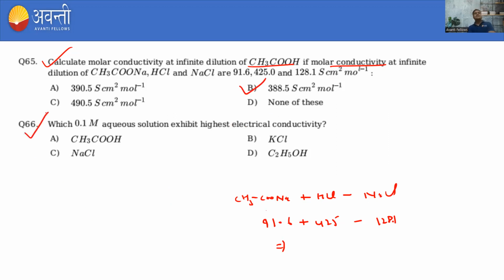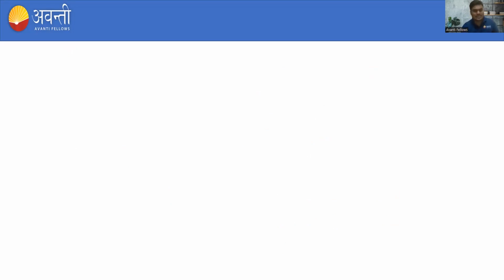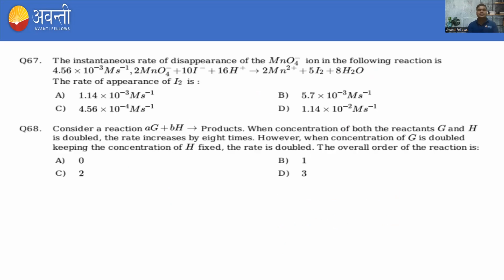Okay, the next question is, which 0.1 molar aqueous solution exhibits the highest electrical conductivity? So we have CH3COOH only, and we have this ionic compound KCl. So this will obviously have the highest electrical conductivity. So this is how you can actually solve this question. I hope this is clear to you, as we already discussed all the questions related to this.